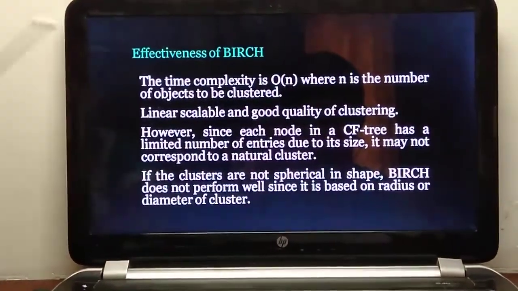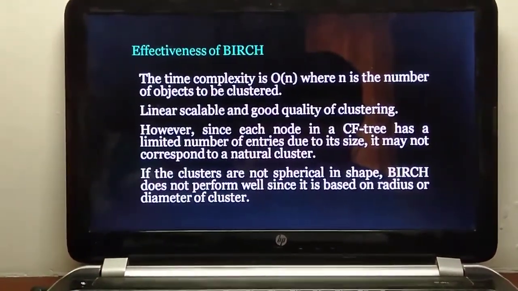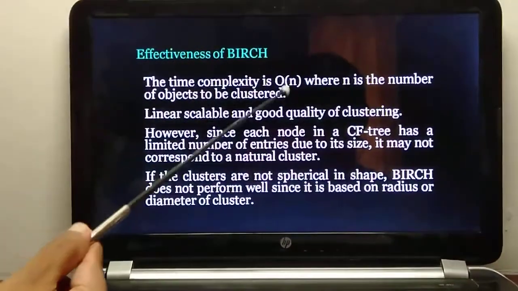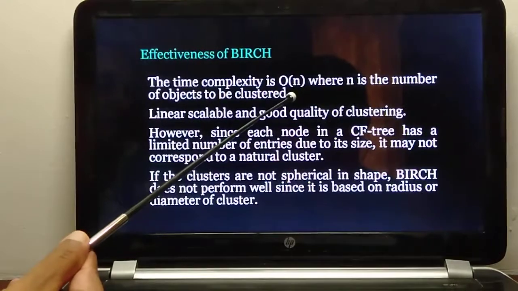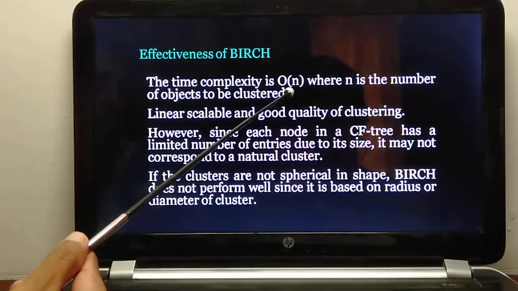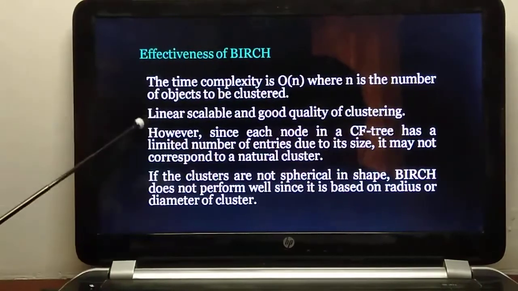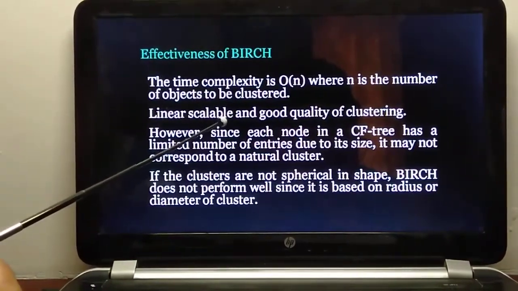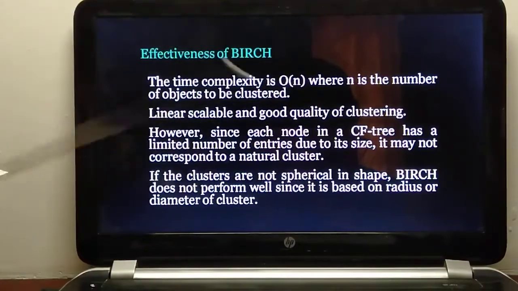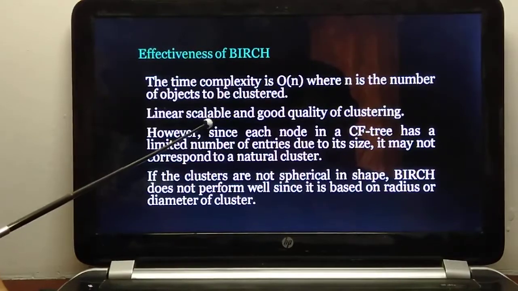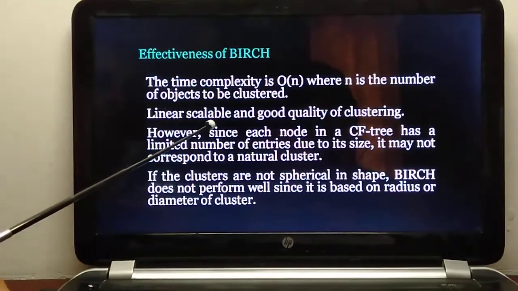Now, this is the effectiveness of BIRCH. First of all, I told you that the time complexity will always be order of N because the database is going to be scanned only once. It's not going to be scanned again and again. Next, it is linearly scalable, which means incremental. You just have to add the extra data, whatever is coming, to the existing CF tree. You do not have to go through all the data again.